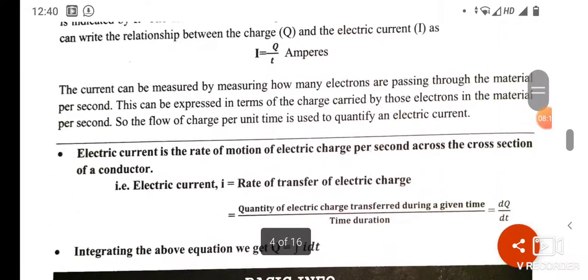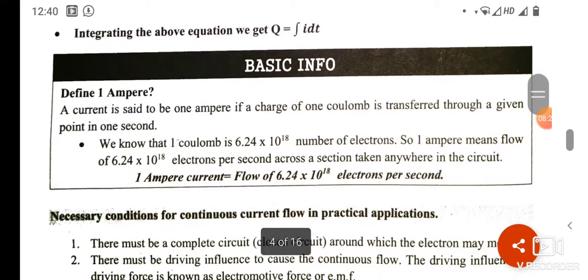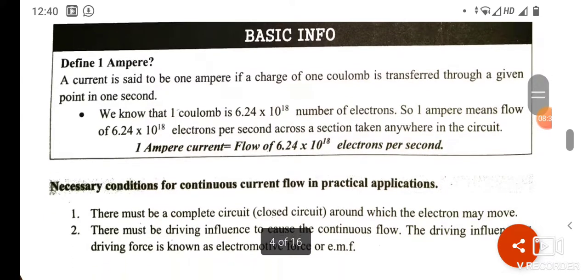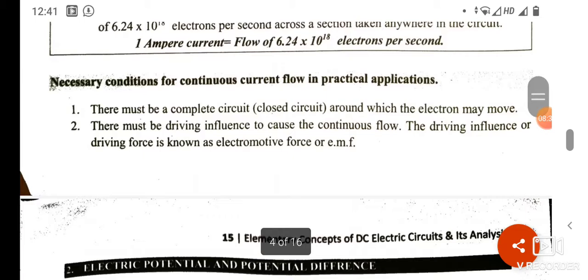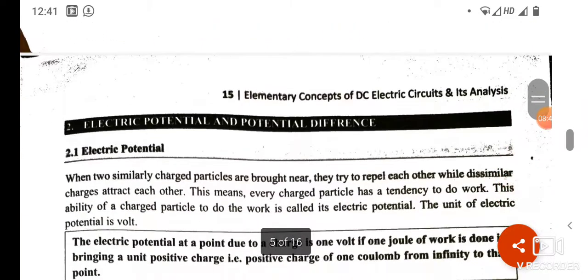So what is current? Current is the rate of change of electric charge. That is dq by dt, rate of change of electric charge. Or 1 ampere current can be termed as flow of 6.24 into 10 raised to 18 electrons per second. Necessary condition for continuous current flow is, one is we need a closed circuit, other is we need a drifting force or driving force, which is known as electromotive force.